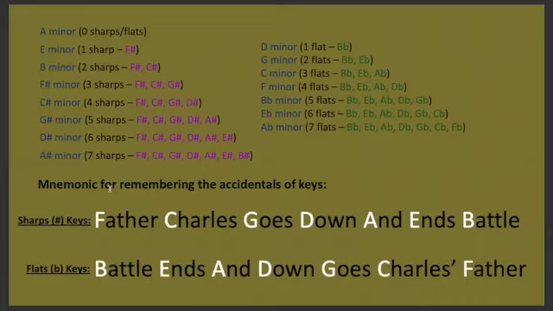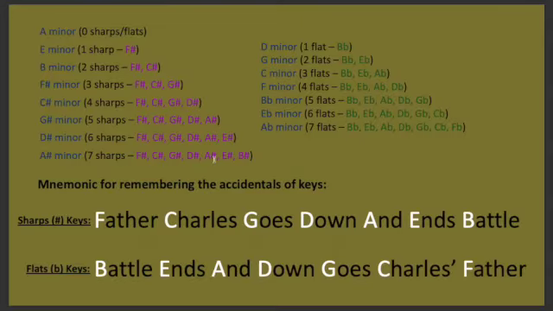I use a mnemonic for remembering the accidentals of keys. So for sharp keys, Father Charles goes down and ends battle. We can see here for E minor, 1 sharp, it's F sharp, Father, and then B minor, F and C, Father Charles, F sharp minor, Father Charles goes, etc.